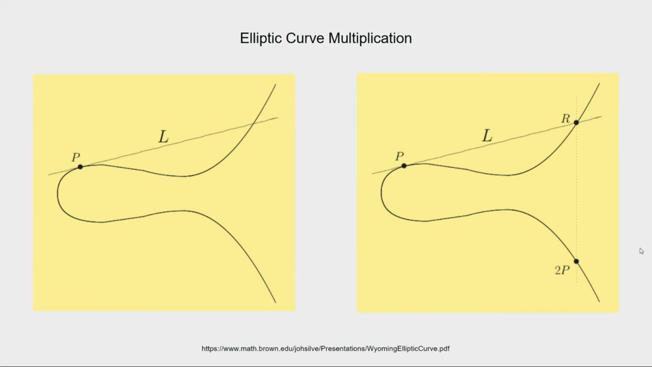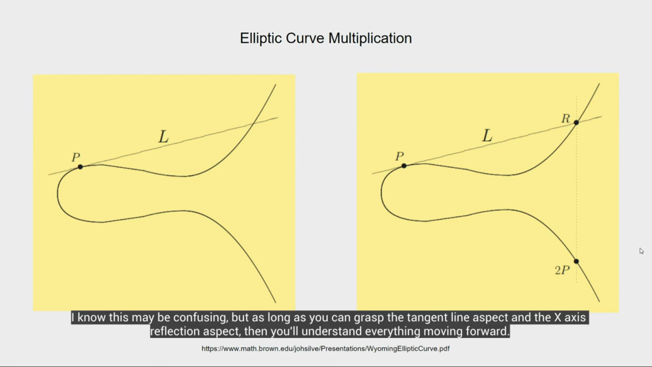So this makes complete perfect sense to you, right? No, I'm just joking. I know it's confusing. We're touching on stuff that you've never seen before, but as long as you can grasp the basics of what I'm talking about so far, especially with the tangent line aspect and with the reflection aspect, then moving forward, you'll understand what I'm saying.